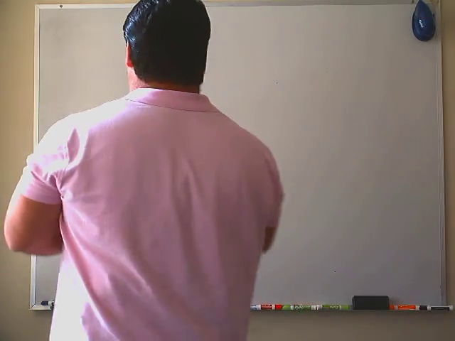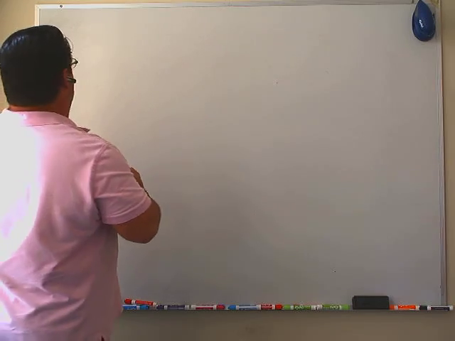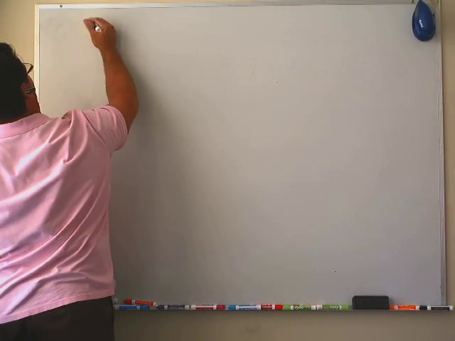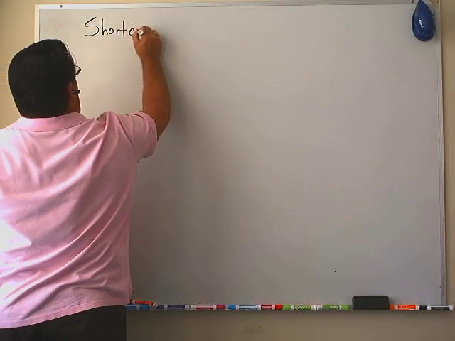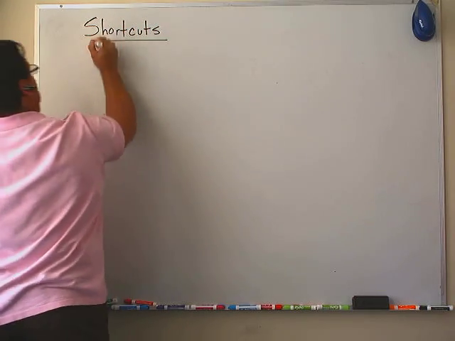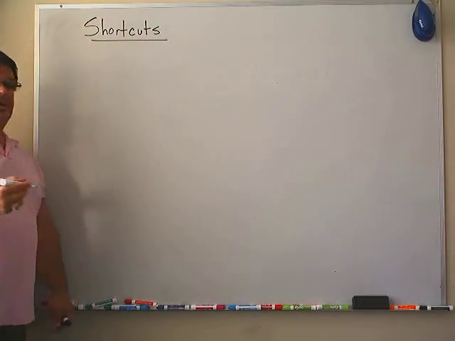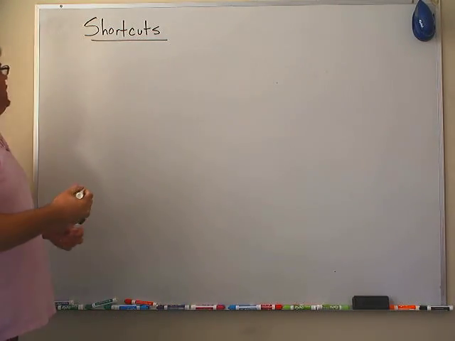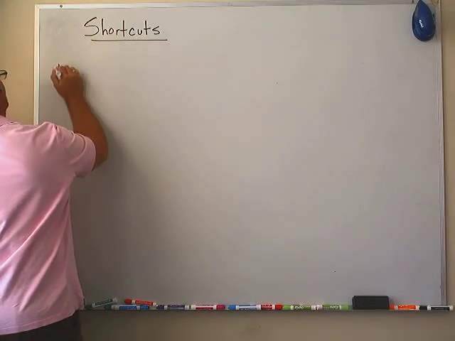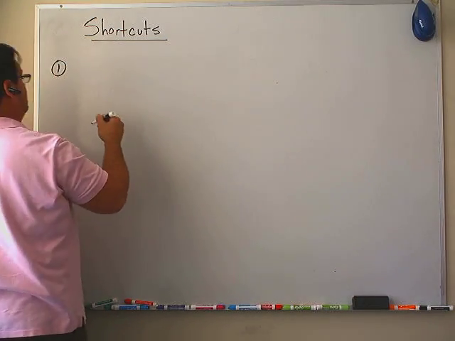Now, there's one other part of factoring that we haven't covered, and I call it the shortcuts. Of course, you're not going to see it in your book called the shortcuts, but that's what I call it. You can use them to multiply polynomials, and you can use them to divide polynomials. The first one is our factor polynomials.